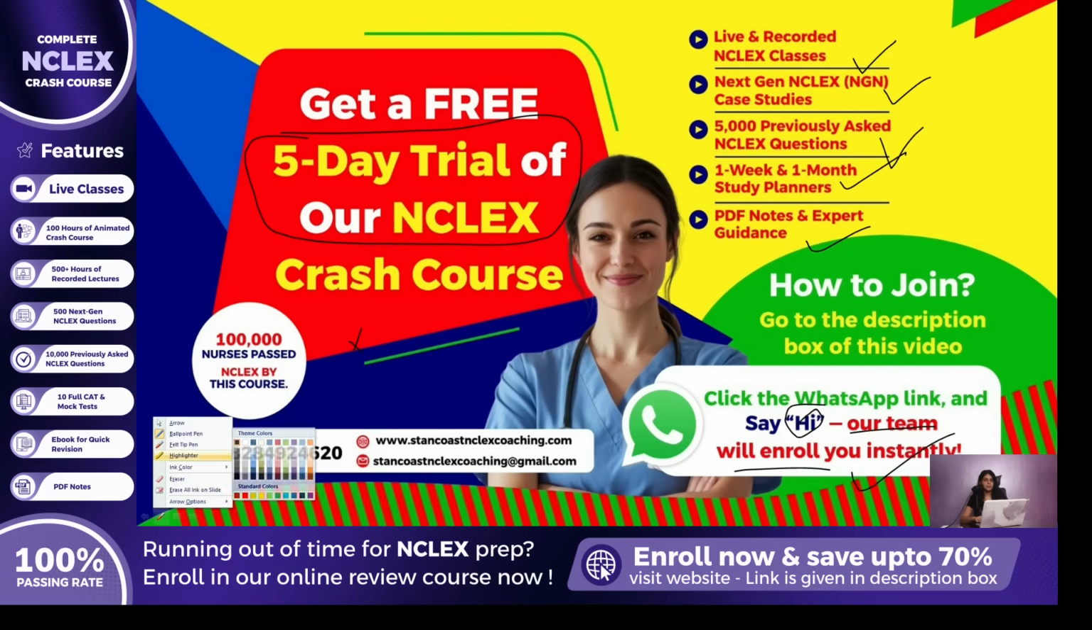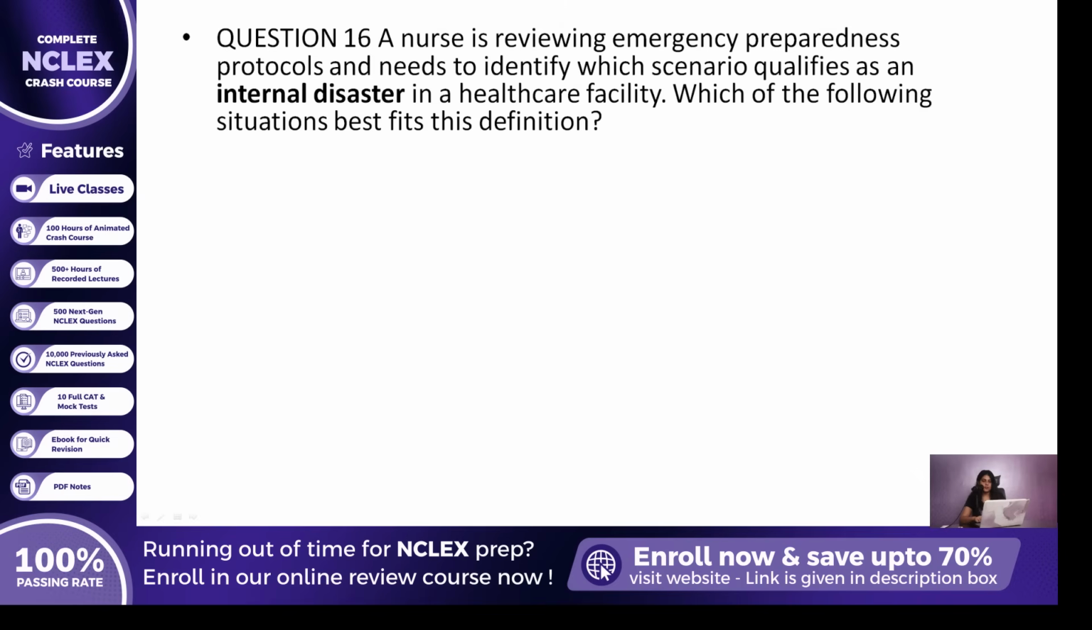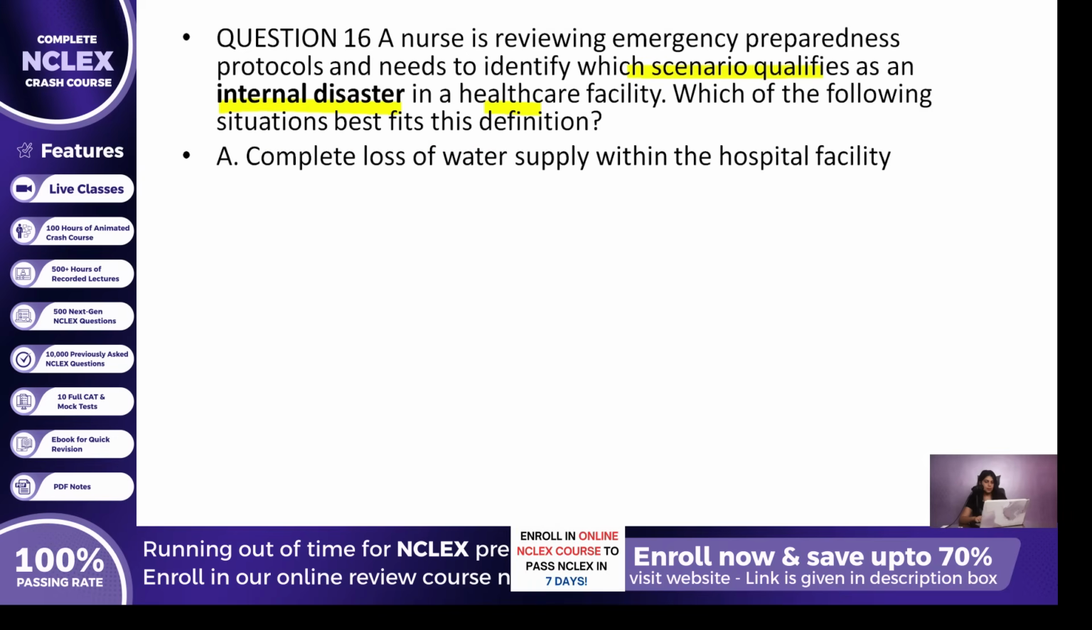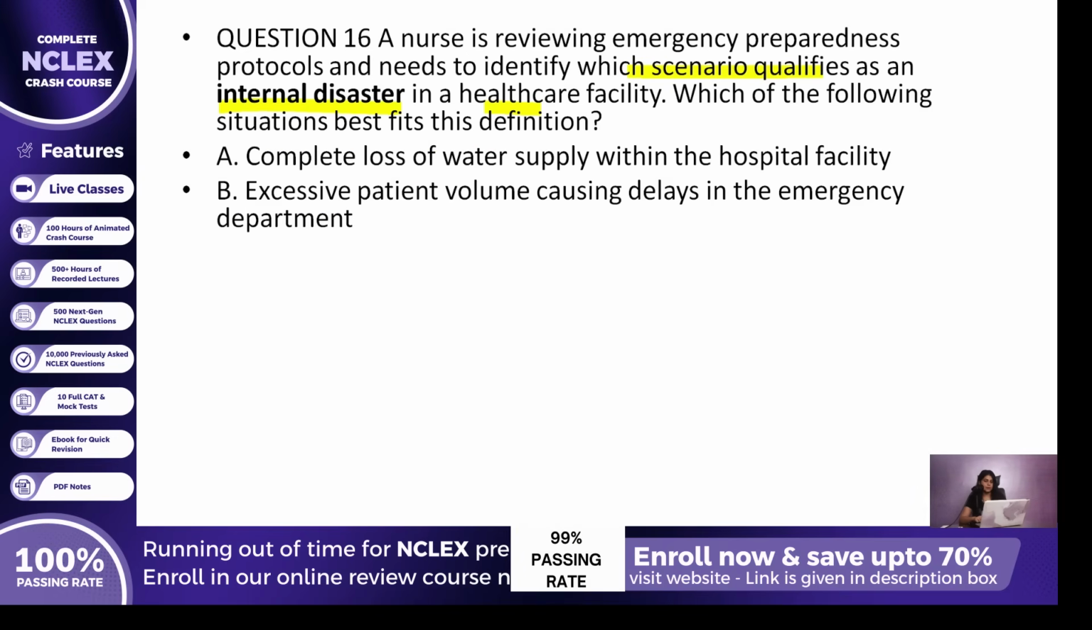Do not miss out. Let us take a closer look at question 16, which focuses on disaster classification in healthcare settings. The nurse is reviewing internal disaster protocols and must identify which situation qualifies as an internal disaster. Here are the options. A. Complete loss of water supply within the hospital facility. B. Excessive patient volume causing delays in the emergency department.